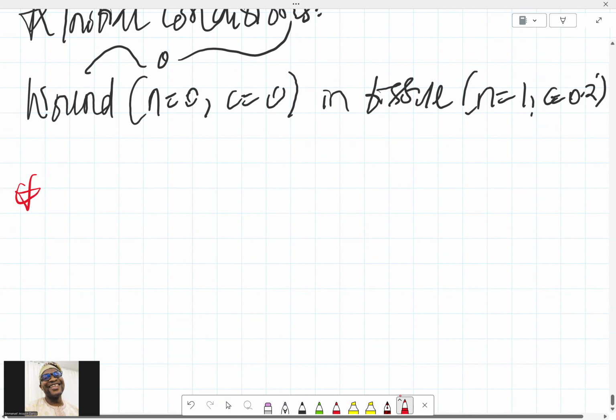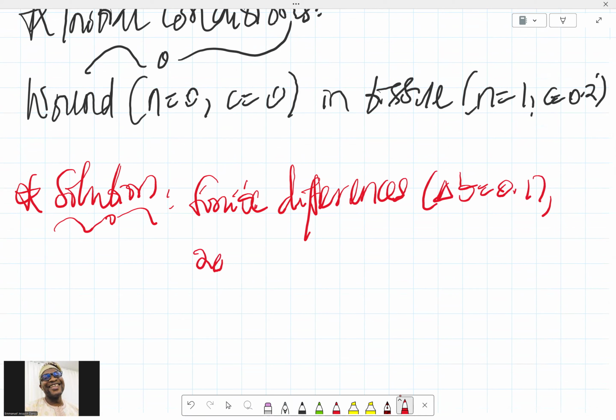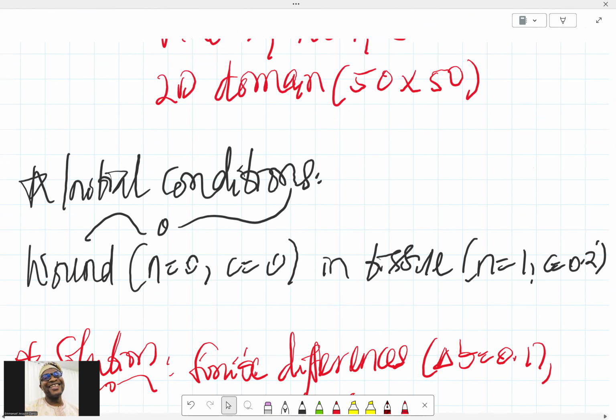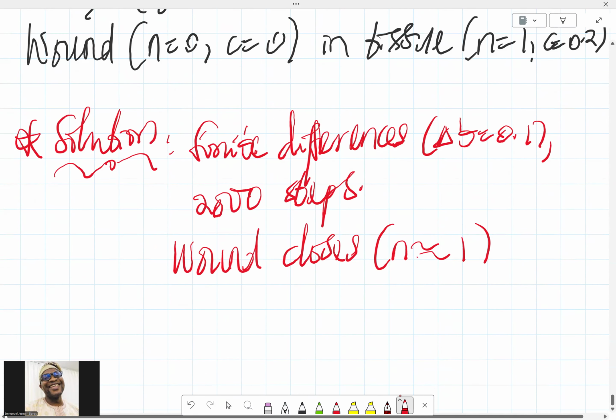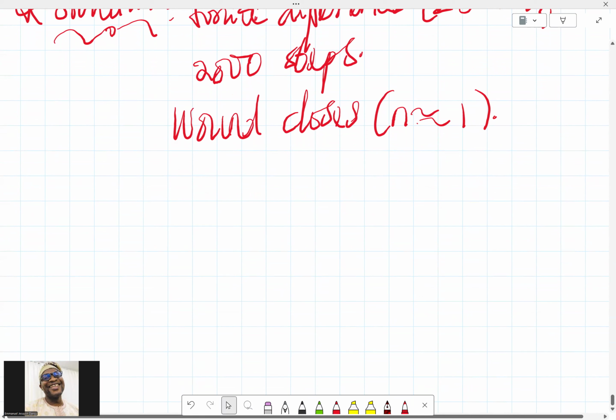Then we talk about the solution. How do we solve this? Solution, you can use finite differences. You see, finite difference is powerful. So we can use finite differences with time step 0.1 in 2000 steps. So we see that wound closes when cell density is approximately 1. Okay, so like the wound gets healed. Of course, for steady state, we know how that goes. I won't take too much time on that.